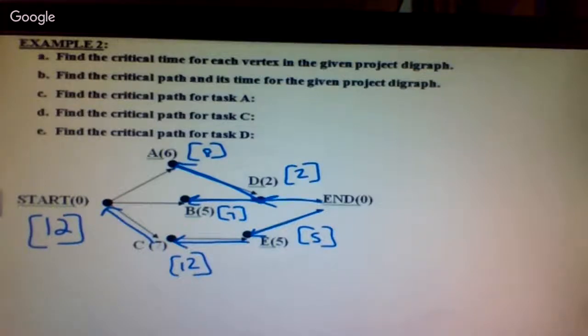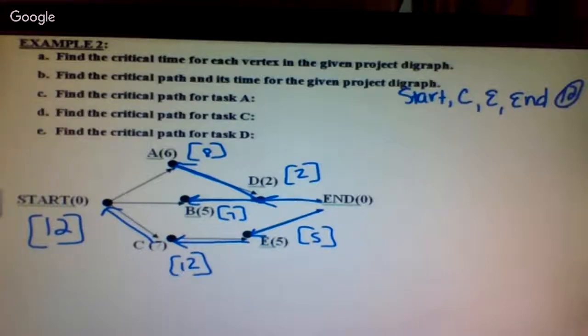Part A says find the critical time of each vertex. Part B says find the critical path. So which way do I go? Start to C, to E, to the end. And it asks for the time, so you would tell me 12. It says the path and the time it takes. So you would give me 12.